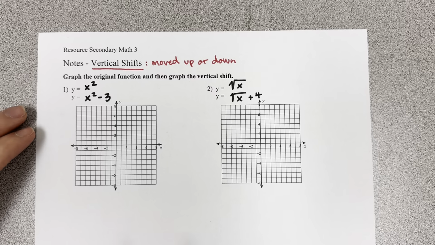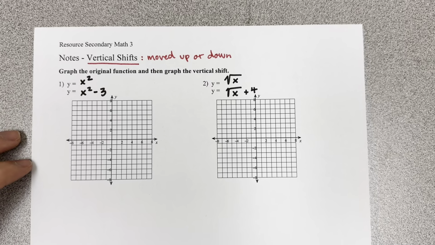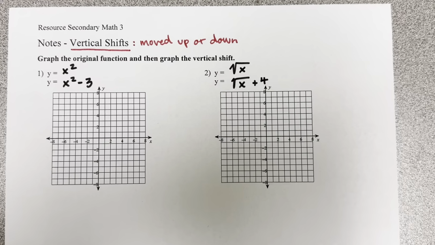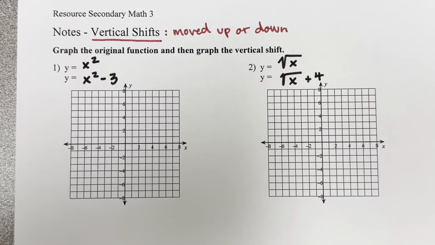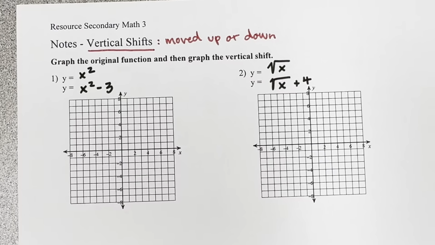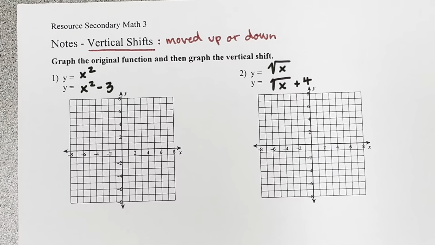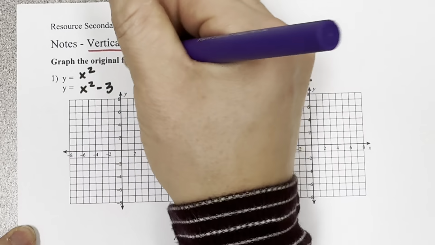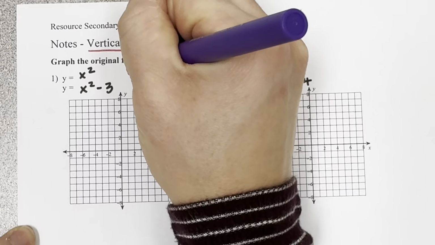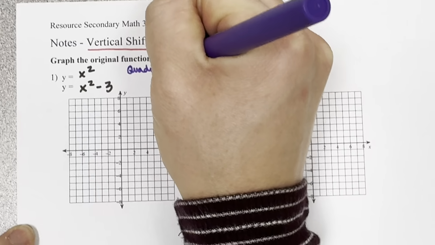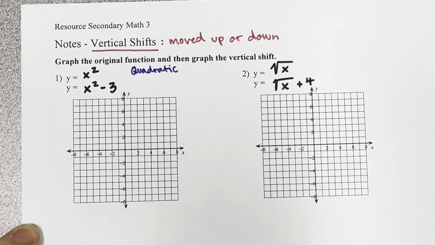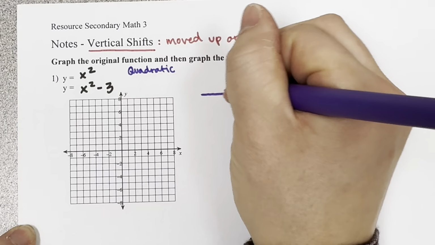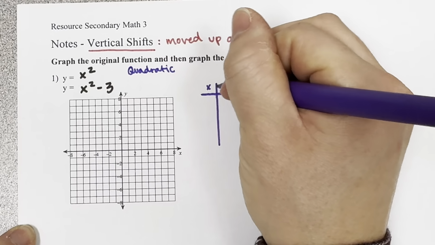Okay, so for numbers 1 through 4, it's asking us to graph the original function and then graph the vertical shift. Okay, so let's go ahead and look at number 1. We are given a quadratic function, and I'm going to go ahead and just name it. The quadratic is where we see that x squared. So let's go ahead and just graph the parent function.